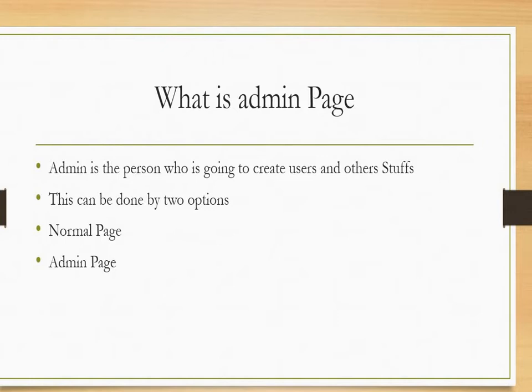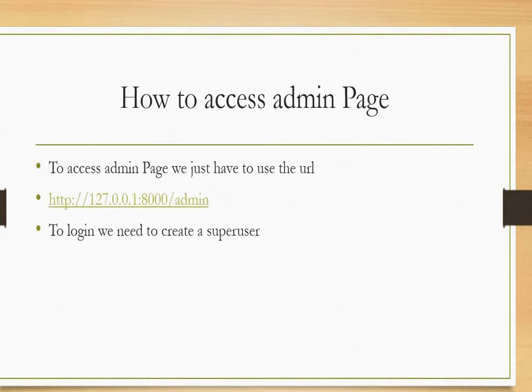So what is a normal page? Normal page is the page that we have created, and the admin page is where you get built-in pages where you can create all the options. So today we are going to work with the admin page. To access the admin page, we have to just use the URL.